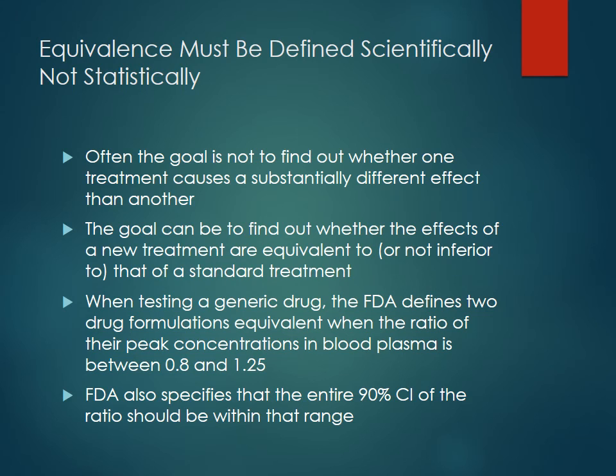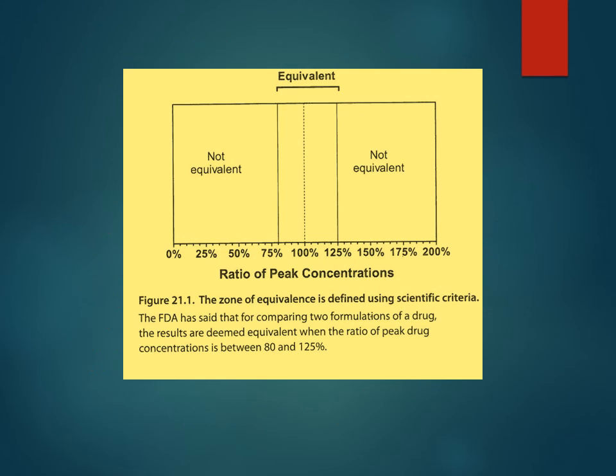So I'll show you some graphs to demonstrate this, but they also specified that the 90% confidence interval of the ratio should be completely within that range. Okay, so not only should the mean blood concentrations be between 0.8 and 1.25 of the brand name drug, but the whole confidence interval, the 90% CI, needs to be within that range as well. So again, if you were to look at the ratios of the peak concentrations, you can see here that range between 80 to 125%, and then the non-equivalency range is there.